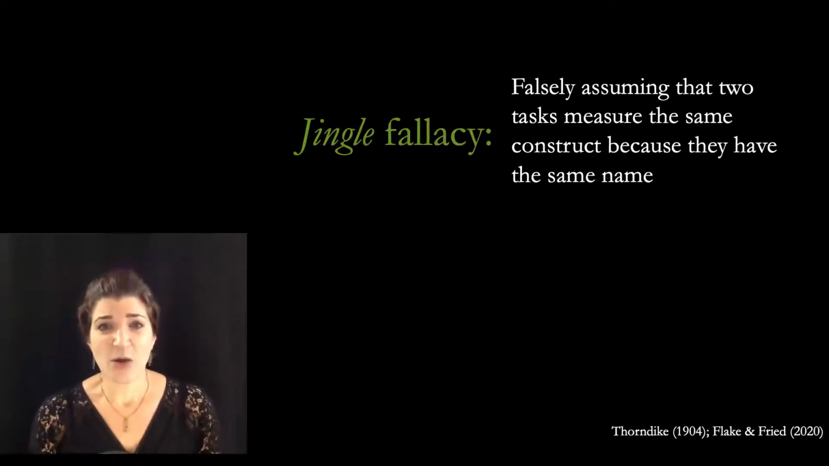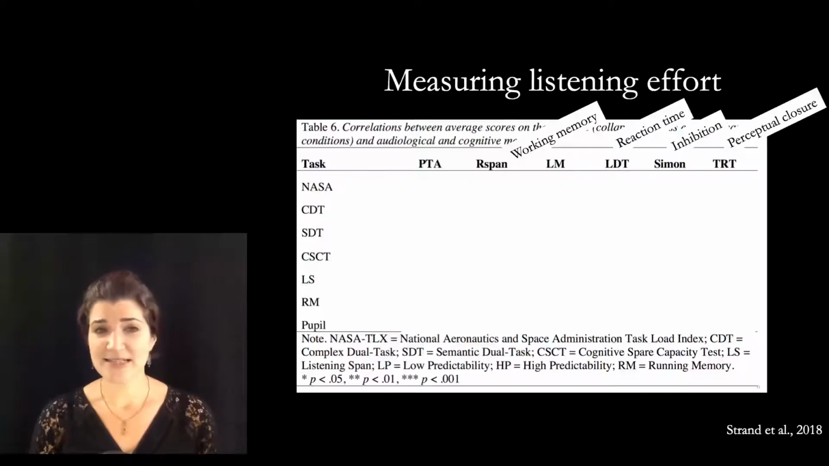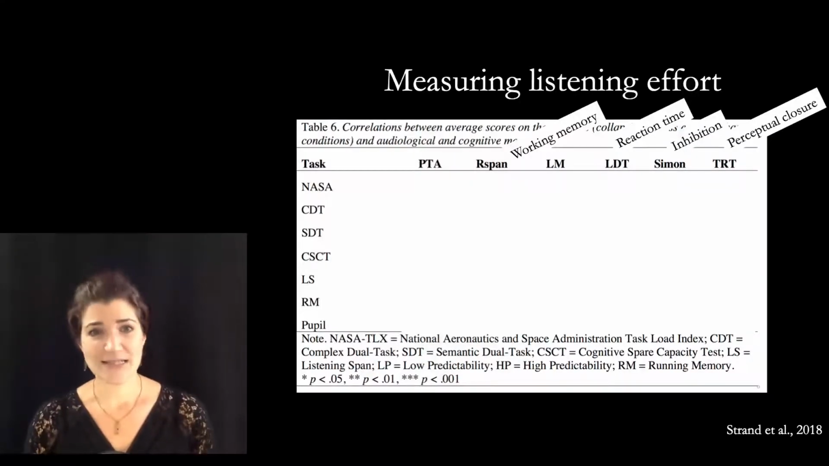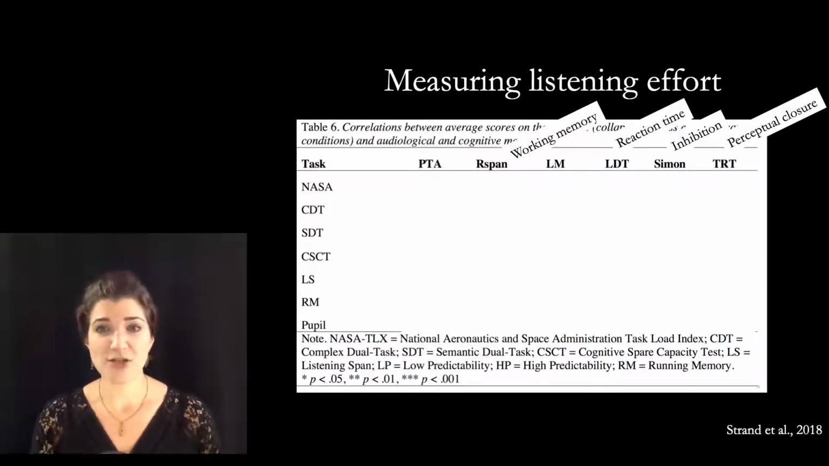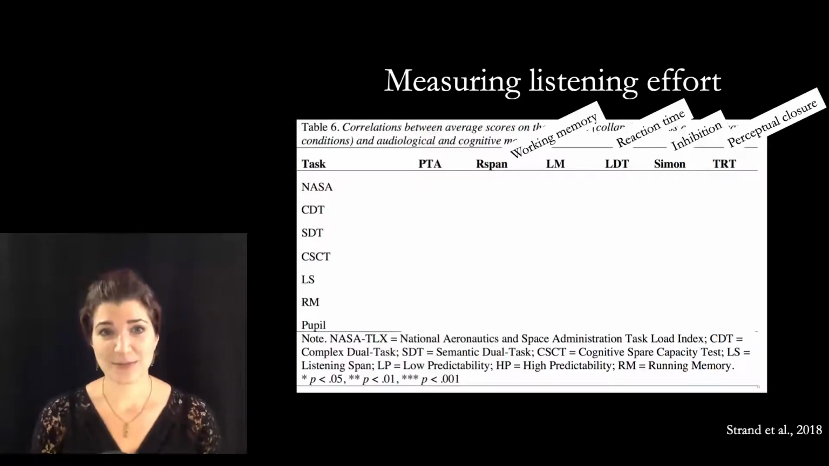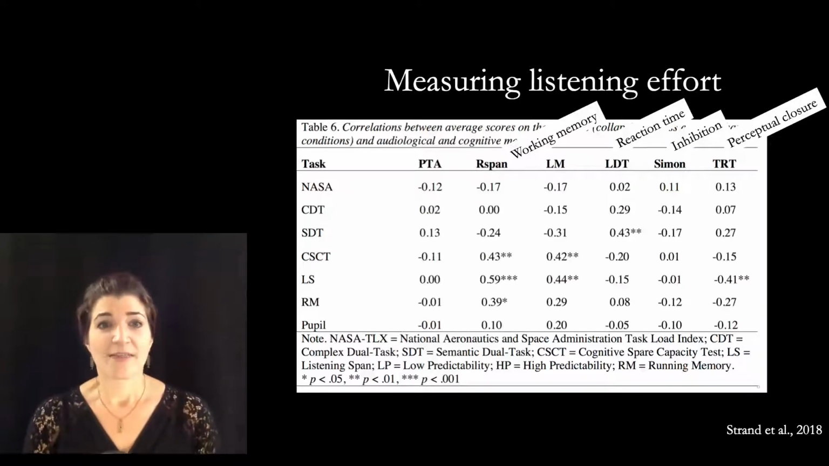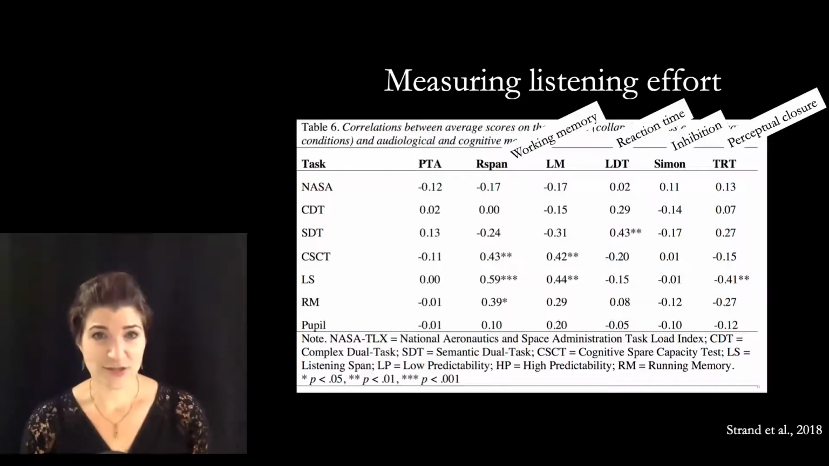Okay, so in this study, we also measured a bunch of other cognitive variables. So we tested people's memory and their processing speed and their inhibitory control and a bunch of things that are supposed to be different from listening effort. So now we've got the listening effort measures along the left and the cognitive measures along the top. This again shows the correlations between the effort measures on the left and the cognitive measures on the top.